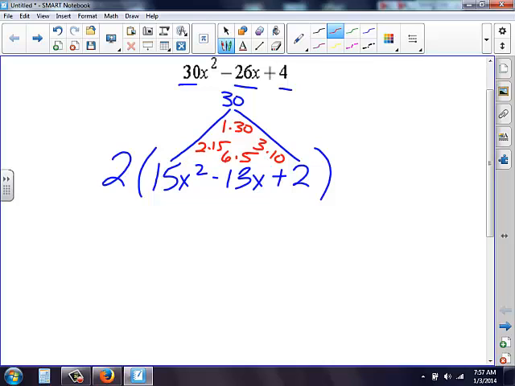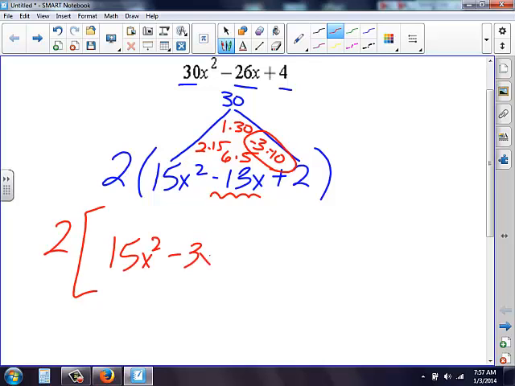Now my goal is to get a negative 13. The only way for me to get a negative 13 here, and we need to have both of them be negative because we have a positive here, is to make a negative 3 and a negative 10. So now when I split this up, I still have that 2, do not forget that 2. We're going to have 15x squared minus 3x minus 10x plus 2.